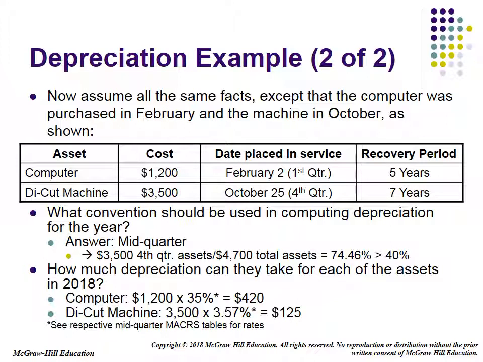And you see those tables at the end of your chapter. Remember, once you pick a table and a column, you stick with that table and that column for the whole life of the asset. So you would use the fourth quarter table 2D to calculate the die cut machine's depreciation. The computer, you would use the first quarter table 2A to calculate that. And you can see there are the percentages. And please make sure you can find those percentages on the table. If you have any kind of questions, let me know.